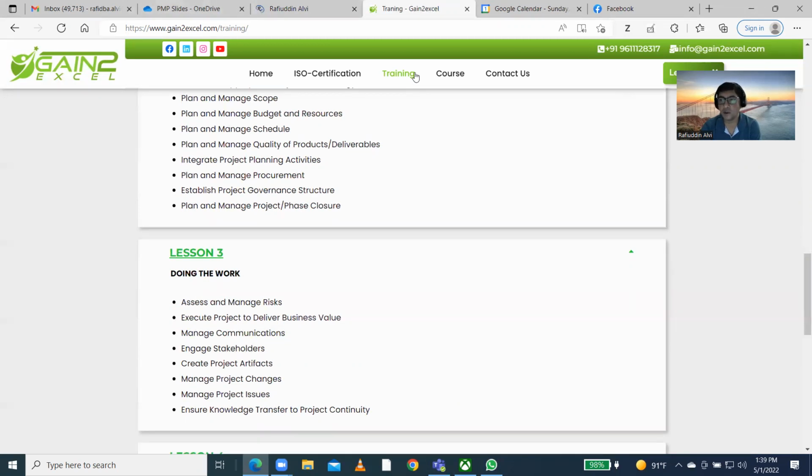Then you can do session-wise quizzes, and then you can do the mock quizzes. Mock quizzes you do at the end, so that it will be fresh in your mind, and you can write the exam after that.